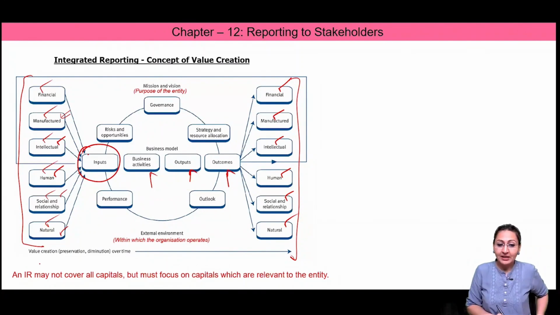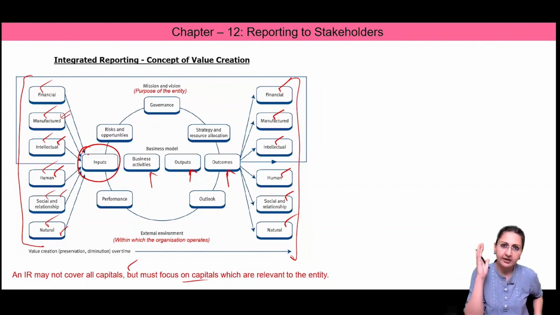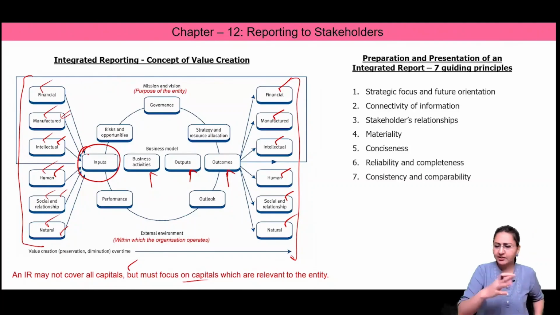Okay, so an integrated report may not cover all capitals for a business, but it must focus on capitals which a particular entity finds relevant. For a particular business, if nature is something which is a very important capital, it should cover natural capital in its integrated report. Okay, it's not essential that you take care of all the capitals in the integrated report.